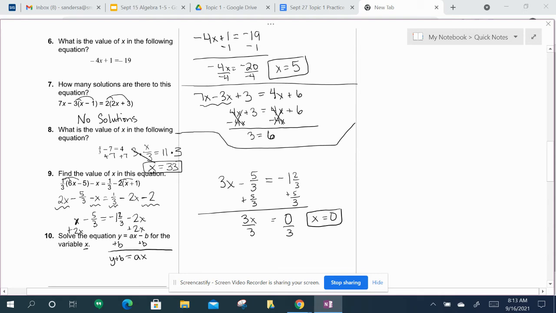Now, ax right next to each other means that a is being multiplied by x. So to undo that now, I'm going to divide each side by a. A divided by a cancels out, so I finally got x all by itself. And what I'm left with is y plus b all divided by a.